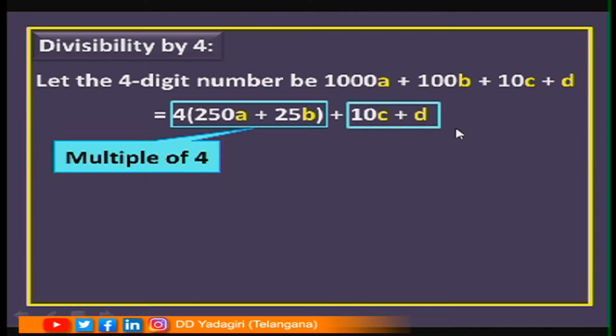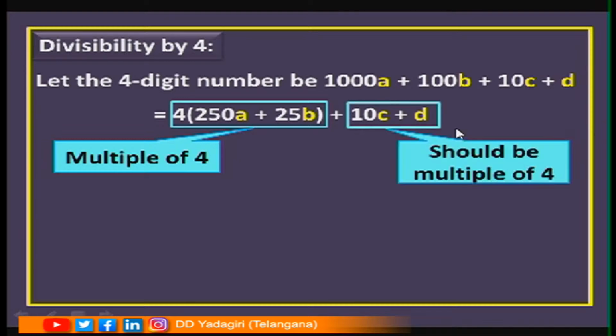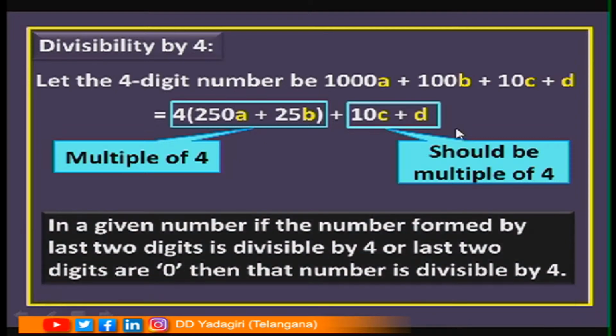Now what is left now? 10C plus D. Now this should also be a multiple of 4, or 10C plus D should be divisible by 4. Then I can say the given number is divisible by 4. So what do you conclude, children, from this?